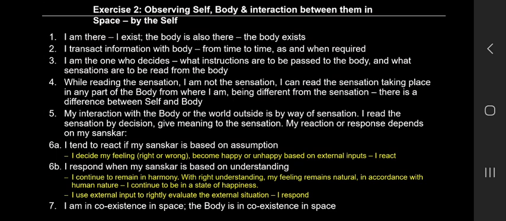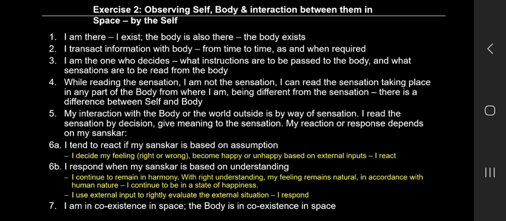So as a human being, I am in space as a consciousness. I am in coexistence in space, and other units also are in coexistence in space. So whatever interaction is taking place between me and the body is through space. Whatever activities are going on in me are in space, in coexistence in space. Whatever activities are going on in the body are also happening in coexistence in space.